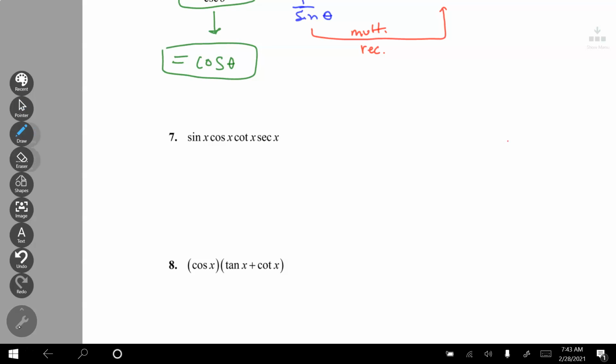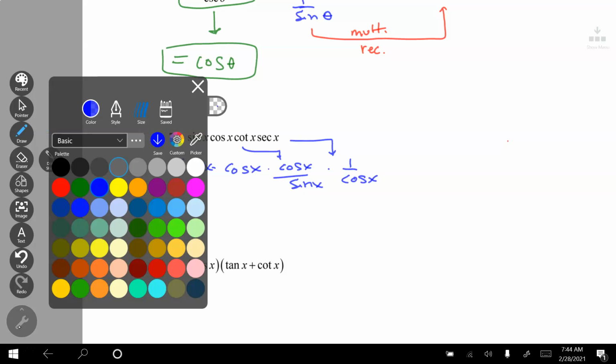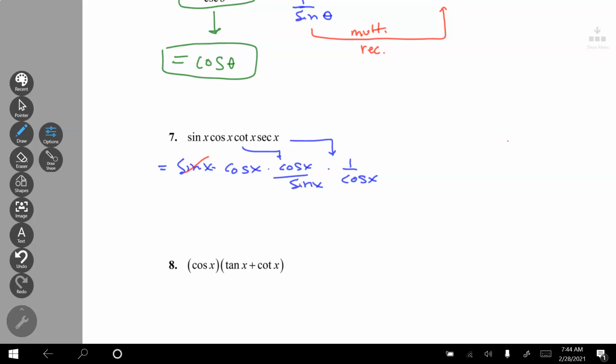This next one I'm just going to rewrite as sines and cosines. So sine is still sine of x. Cosine is still cosine of x. But cotangent is cosine of x over sine of x. And secant is 1 over cosine of x. And now I can cancel some things out. I see a sine on top, I see a sine on bottom, I see a cosine on top, I see a cosine on bottom. When I'm done, I'm left with cosine of x. So problem number 6 and problem number 7 led to the same result. Even though they're very different problems, they led to the same result.